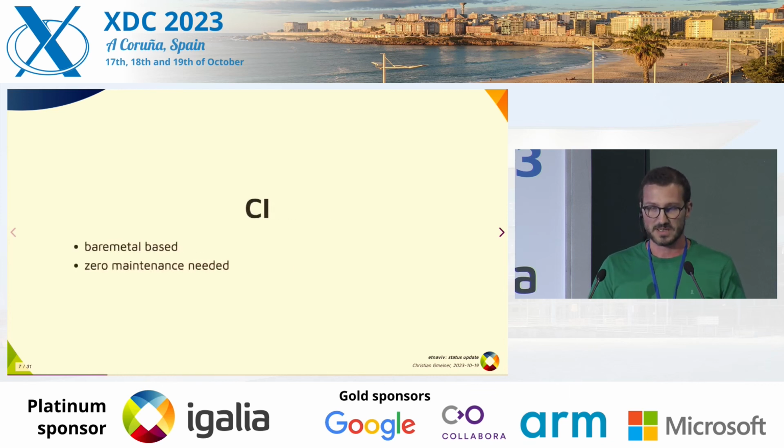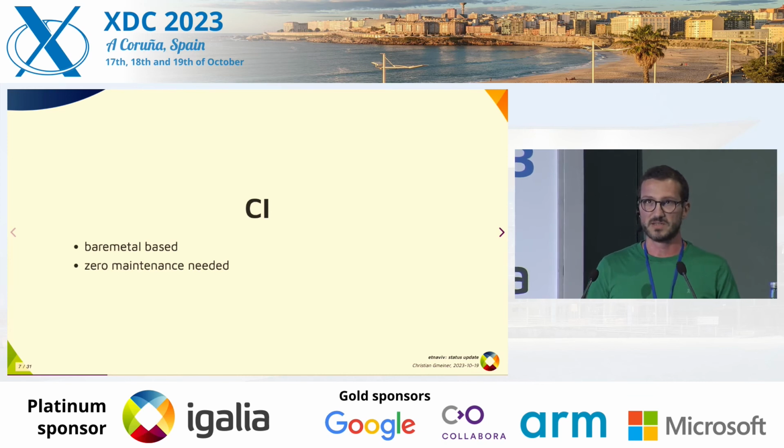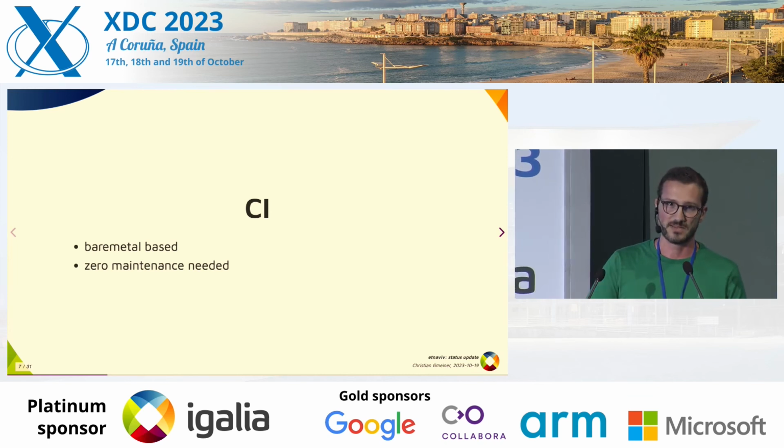My board farm is still bare metal based, and it costs zero maintenance for me. It just runs. But to be fair, my board farm is still running in this manual mode where you need to explicitly press a button in GitLab so that your merge request gets run on etnaviv CI. But I hope that this will change soon too. The board farm is used in the nightly CI runs that are happening in Mesa land.